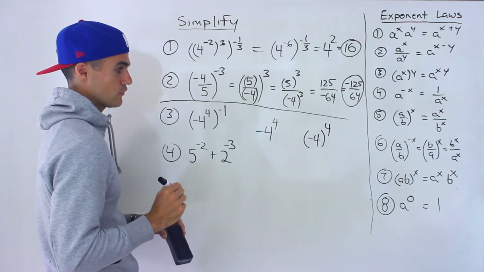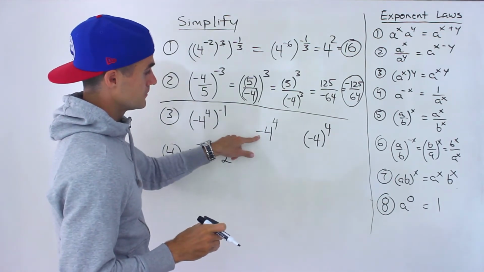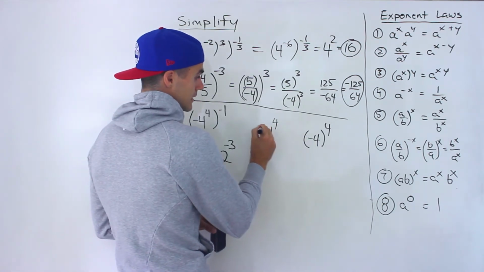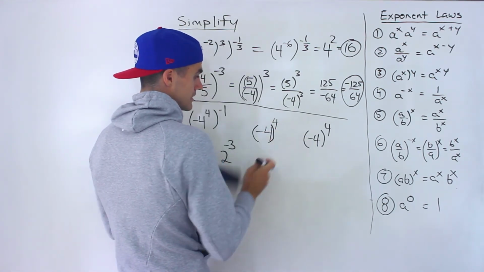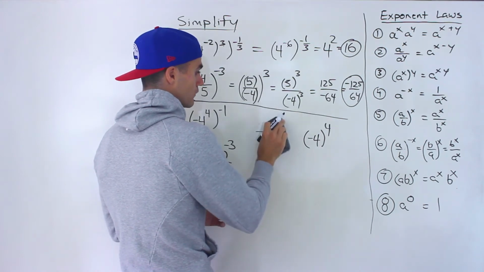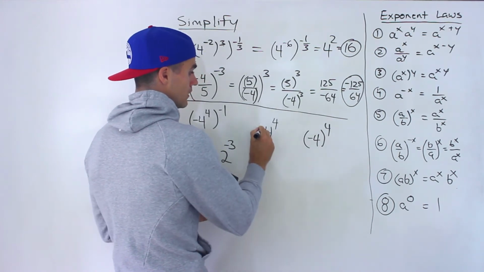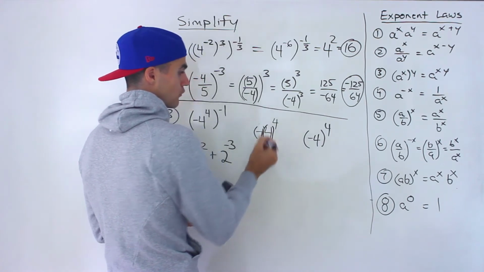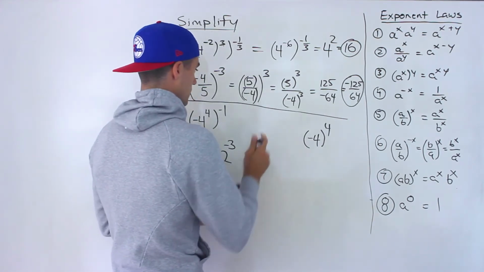Just be careful there, because what this is, it's not a negative 4, it's like a negative 1 in front of the 4. It's like negative 1 here times this 4 to the power of 4. Okay, so let me rewrite that again.